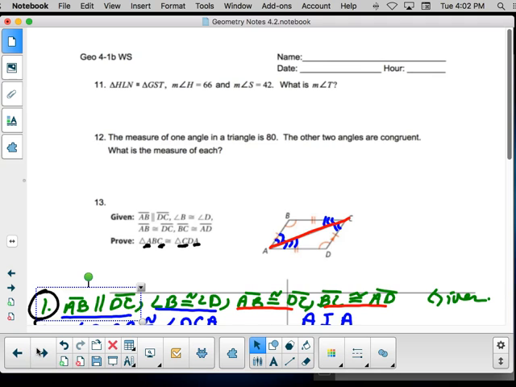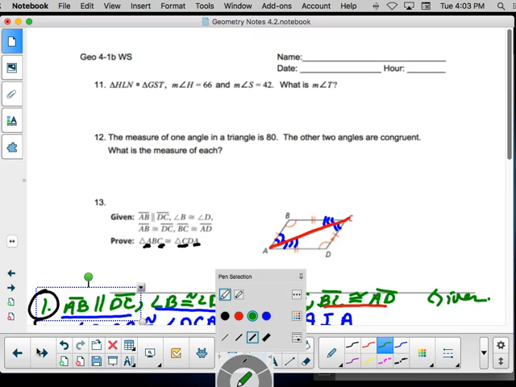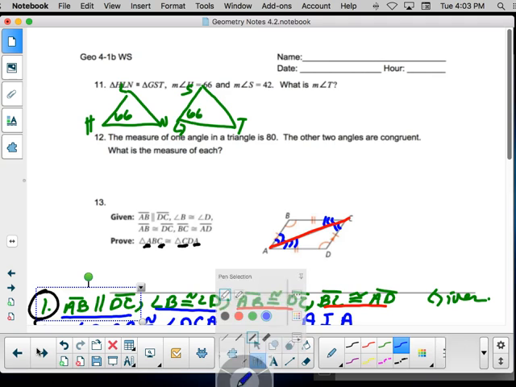Now, in 11, I'm telling you that triangle HLN is congruent to triangle GST. And H is 66 and S is 42. So when I do ones like this, I just quickly sketch the two triangles. I try to make them look right. H, L, N, G, S, T in the same order. So I'm told that H is 66. G's got to therefore be 66. They're in the same position. And I'm told S is 42. Well, L is in the same position, 42.